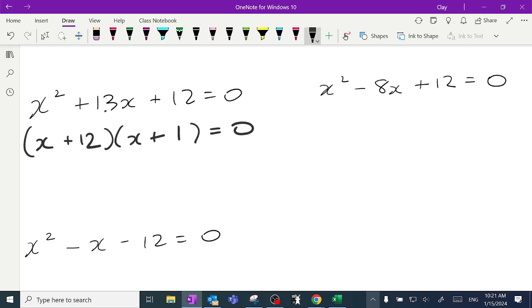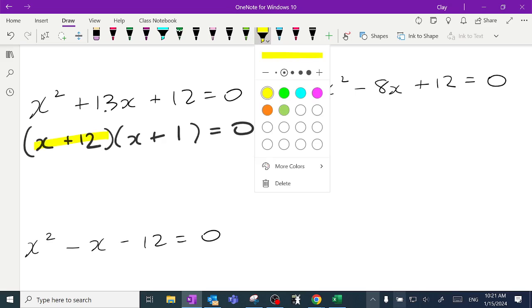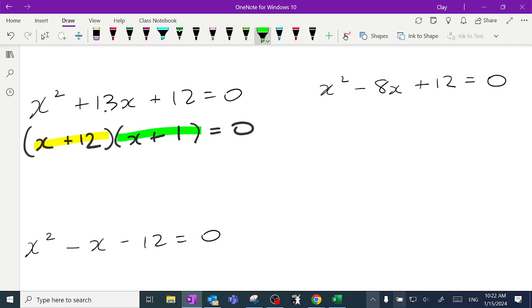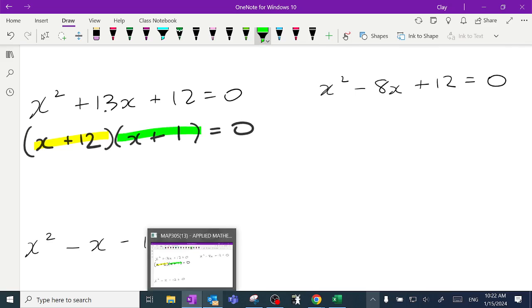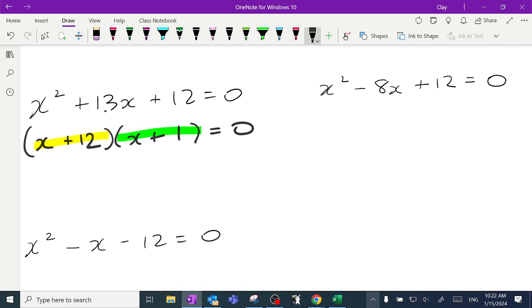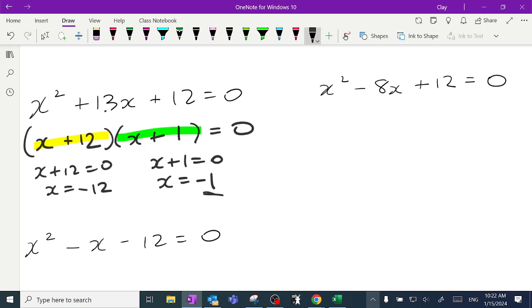Because remember what's happening here. We're solving an equation where something times something else equals 0. The only way you can multiply two things and get a 0 is if one or both of them is 0. So what if the yellow one was 0? Then x plus 12 would equal 0. So solve that for x. x would equal negative 12. What if x plus 1 equaled 0? Then x would equal negative 1. So yeah, your solutions tend to always be the opposite of your factors.